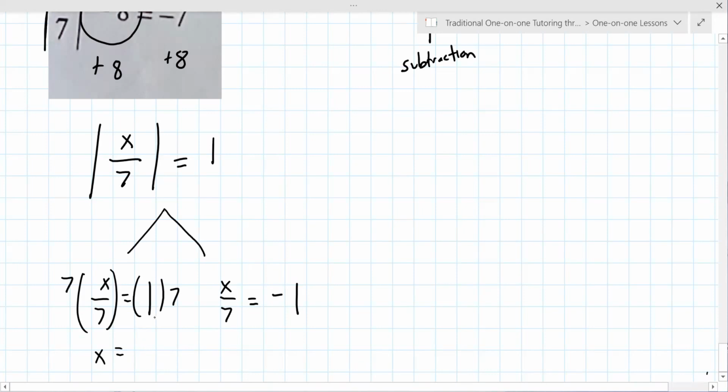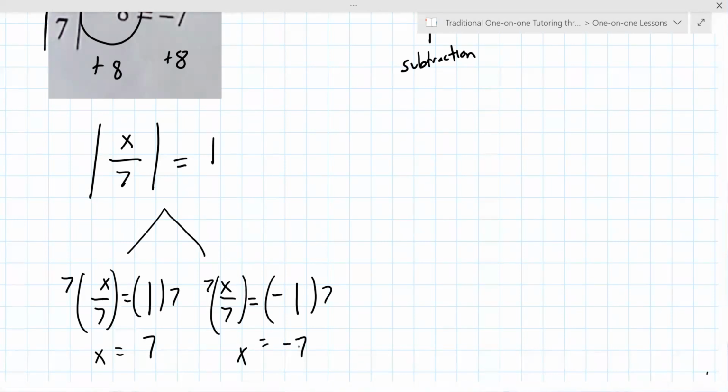So what is 1 times 7? 7. Okay. So on the other one, it's the same thing. You multiply both sides by 7. -7. Very good. All right. So get that down. Make sure you got all that for your assignment.